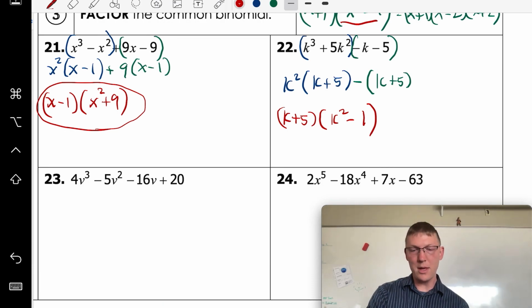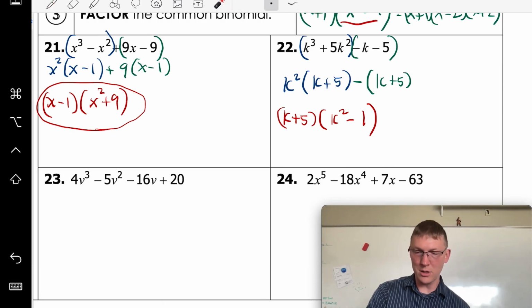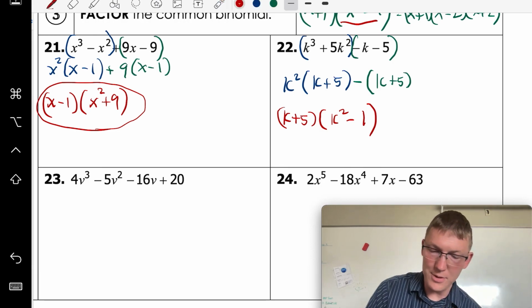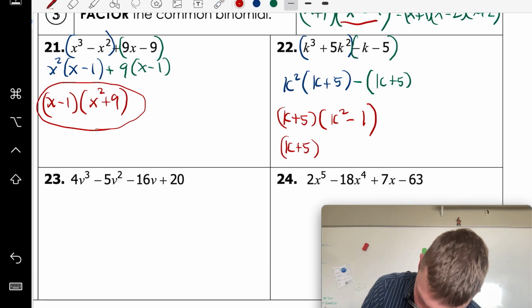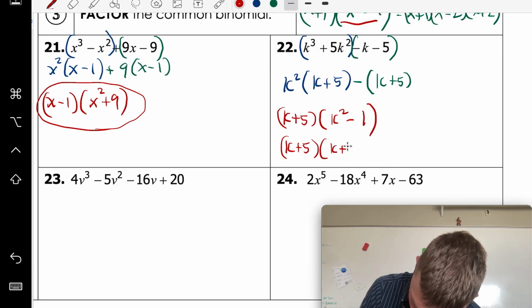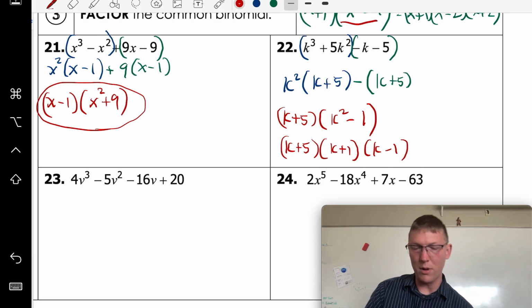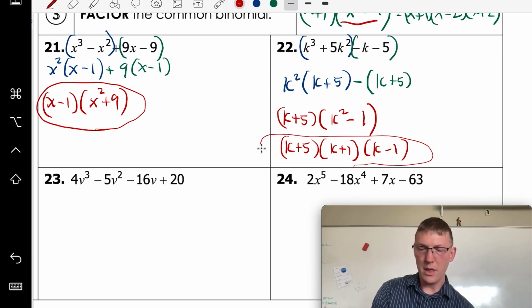Now, hopefully, again, you have an alarm bell in your head going, ew, a squared in my answer. That's wrong. You would be correct because we've got a variable squared minus a perfect square. So we do have a difference of squares. So let's finish this up. k plus 5, k plus 1, k minus 1. And now it is totally factored.